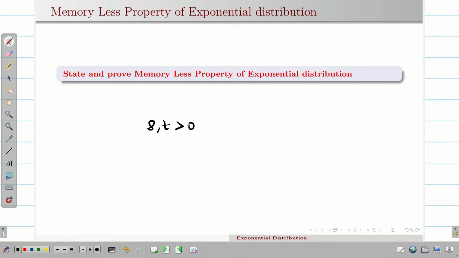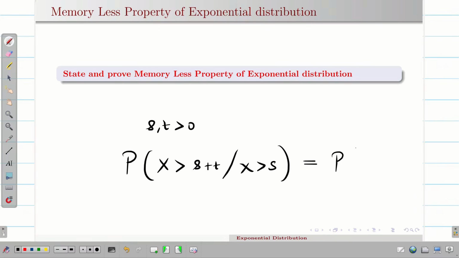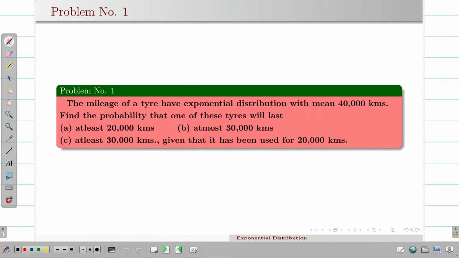Suppose s and t are any real numbers greater than 0, then probability of x greater than s plus t, provided x greater than s, is equal to probability of x greater than t. And we saw the proof of this memoryless property. Sometimes in exams they will ask you the question, state and prove memoryless property of exponential distribution and hence solve some given conditions. So you have to prove this property, and using this property we have to solve the problem. And then we solved a simple problem on exponential distribution.